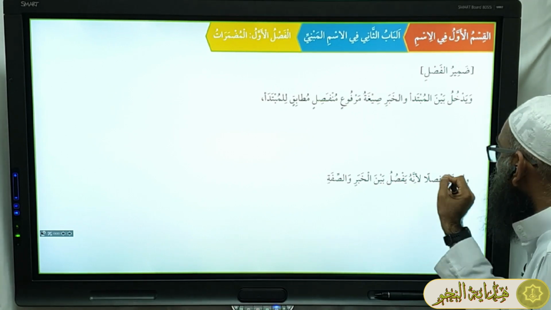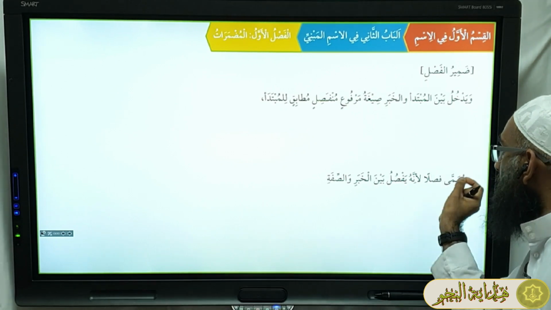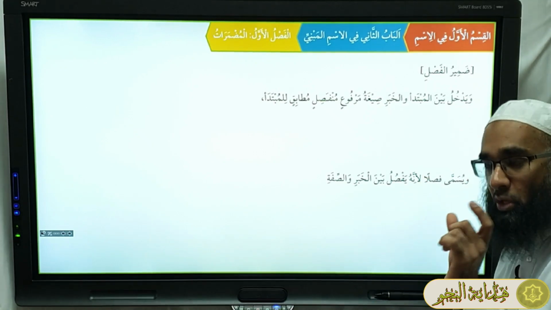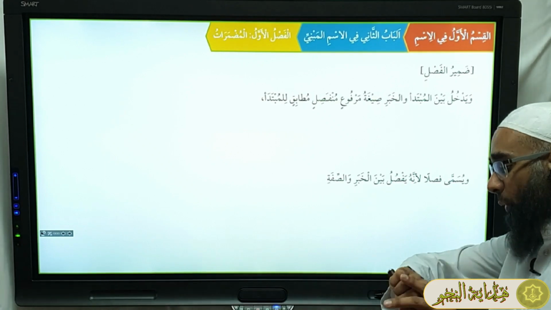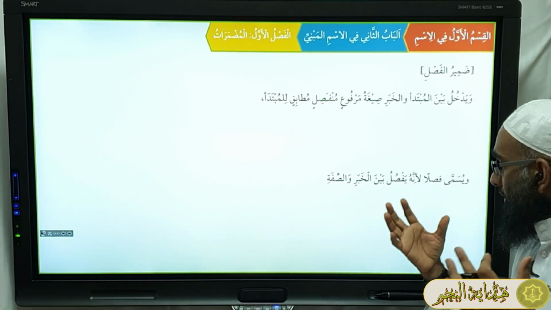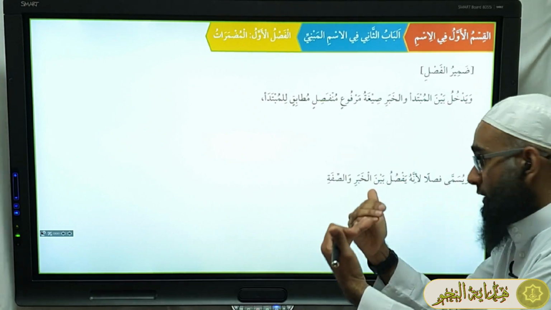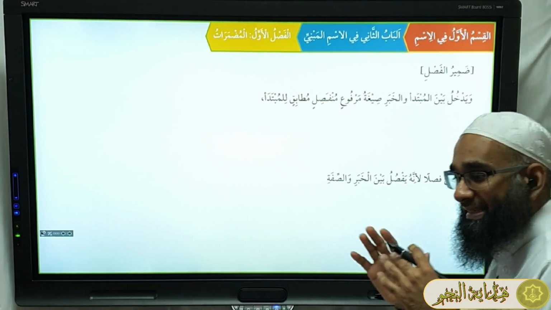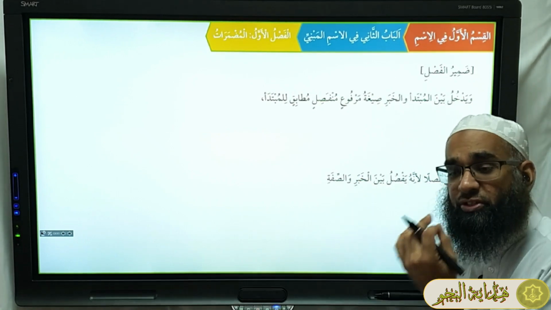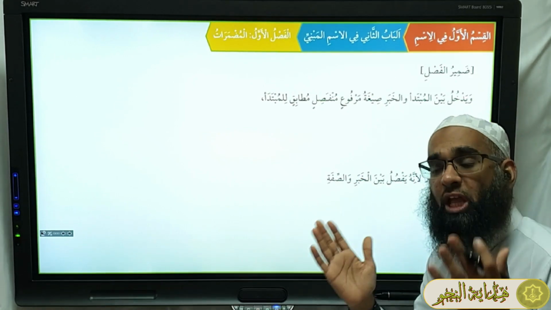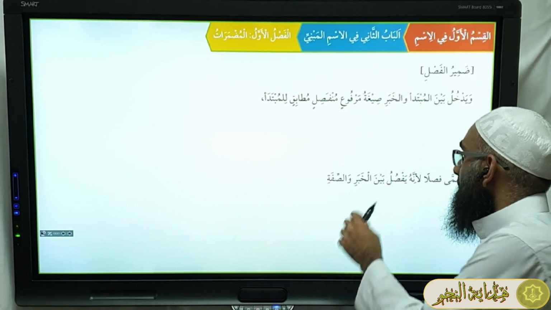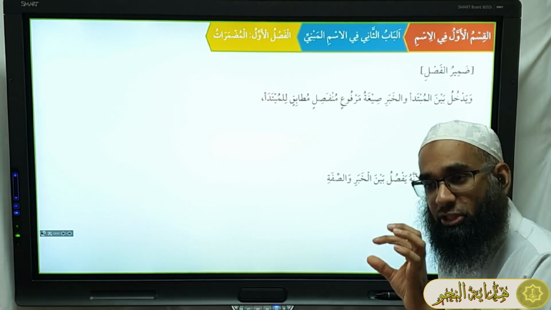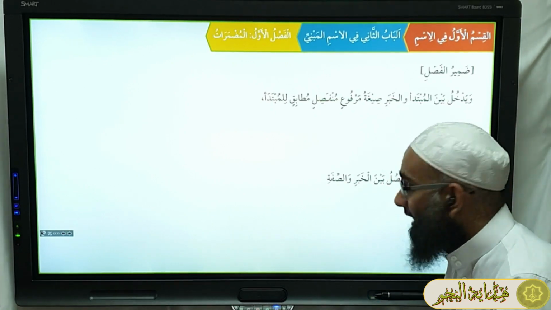wa yusamma fasla. This dhamir is called dhamir al-fasl. So between the mubtada or the ism and the khabar, we can have a dhamir. And what does the dhamir do? Its purpose is mentioned later on. This dhamir is called dhamir al-fasl. Ay, yawm al-fasl, the day which will differentiate. So fasl is a dhamir which creates what? A differentiation. How does it differentiate? Yafsulu bayn al-khabari wa sifati. This dhamir differentiates between the khabar and the sifa.